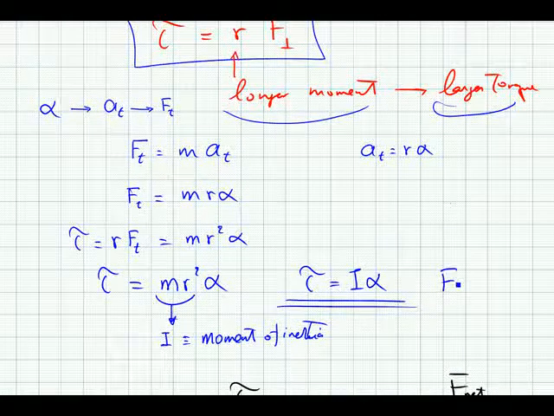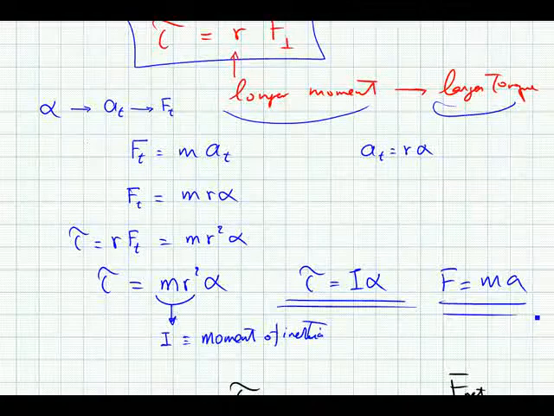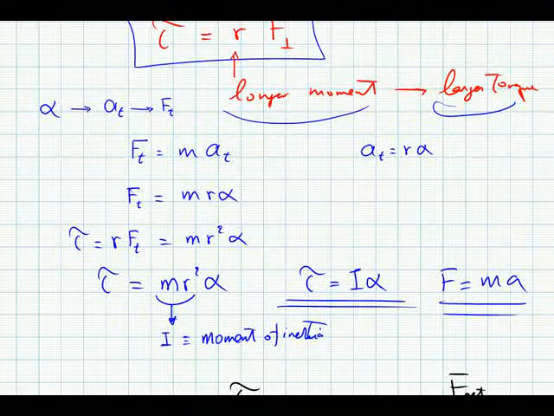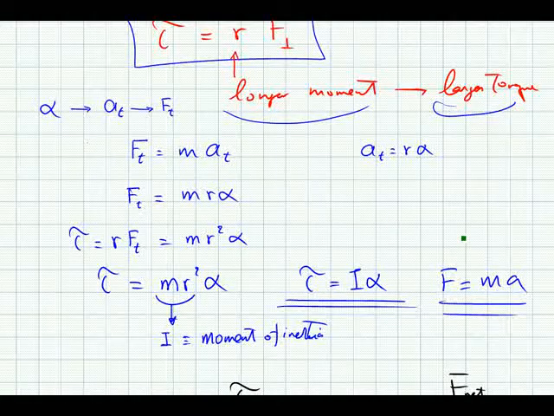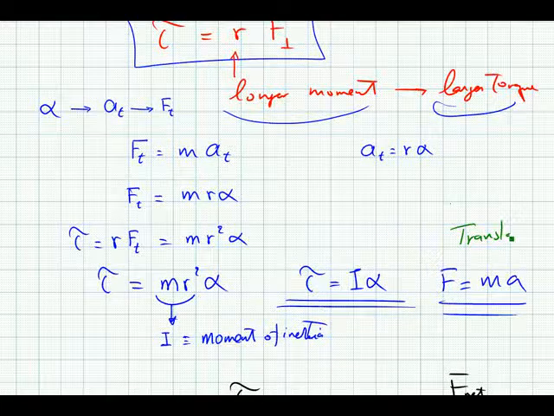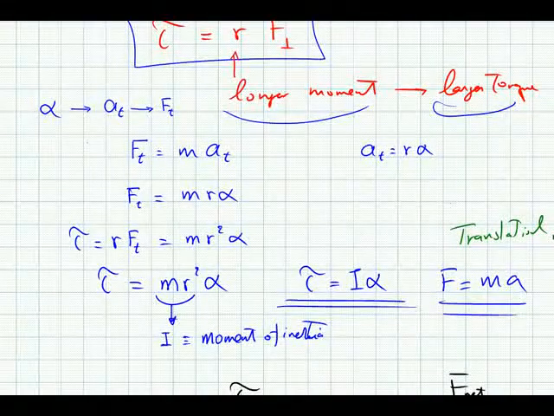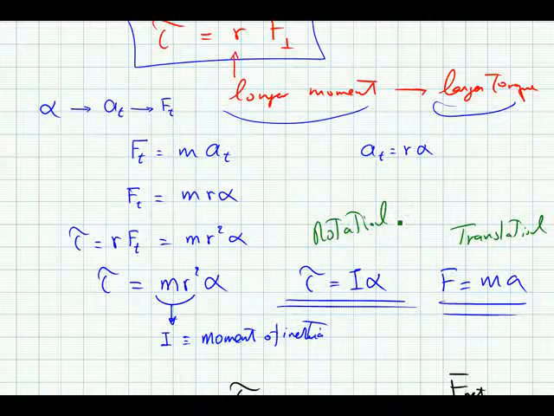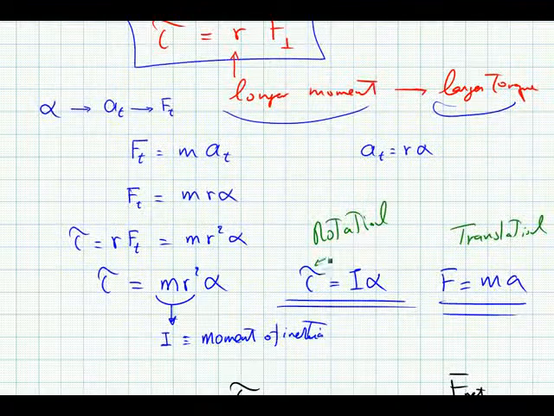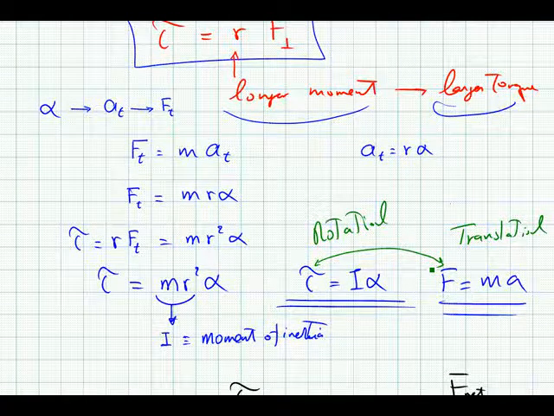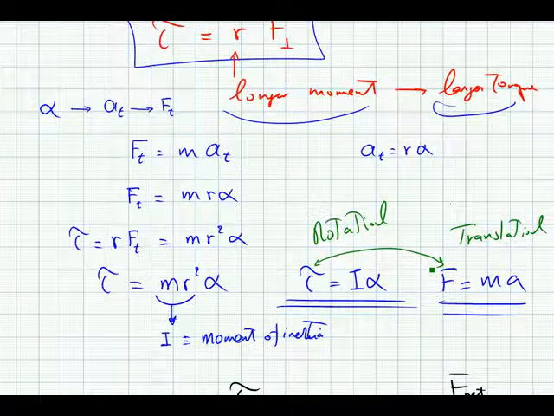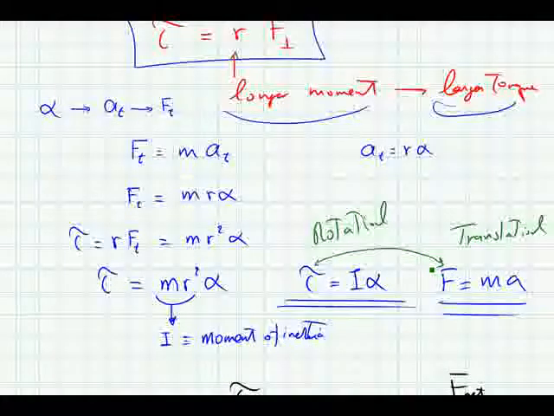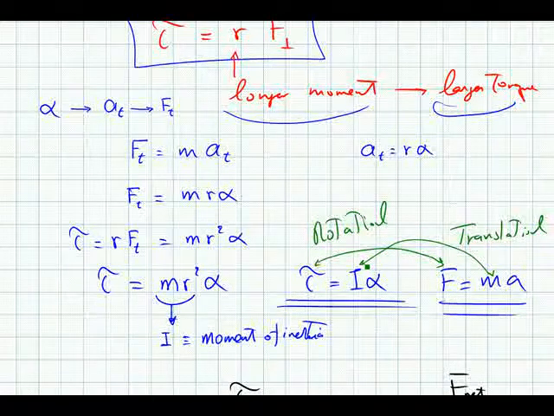torque is equal to I alpha, which is the analogous equation to F equals ma, Newton's second law. But F equals ma is for translational, linear motion, and torque equal to I alpha applies to rotational motion. Torque and force are analogous entities. One describes rotational motion, the other applies in translational motion. We have mass in translational motion. In rotational motion we talk in terms of moment of inertia.